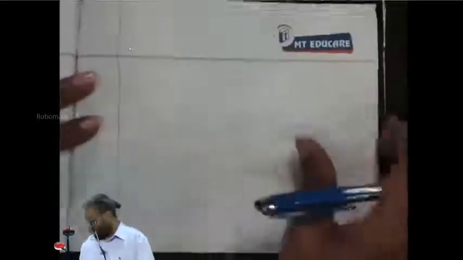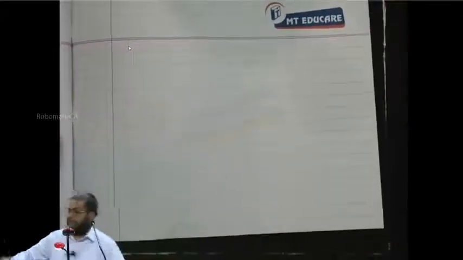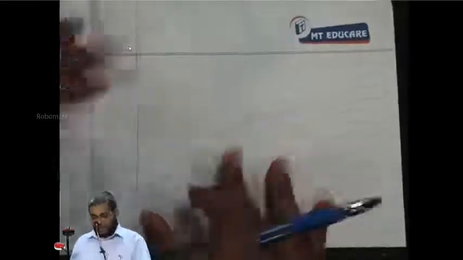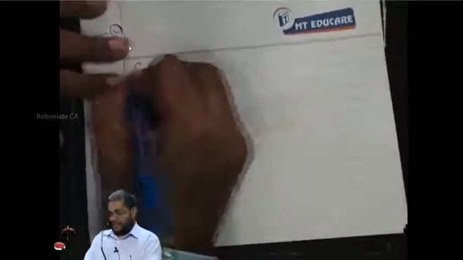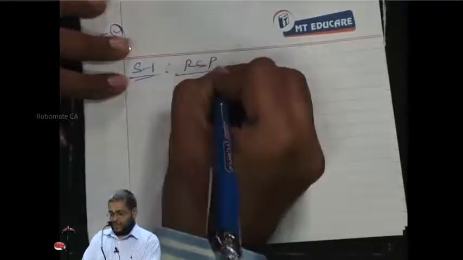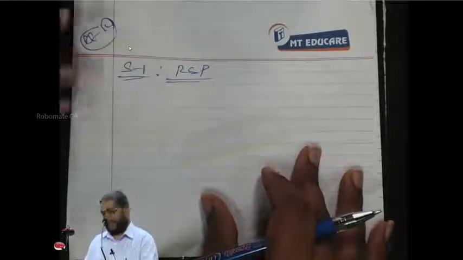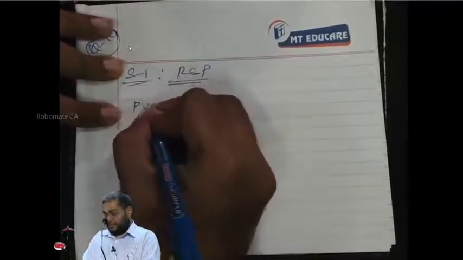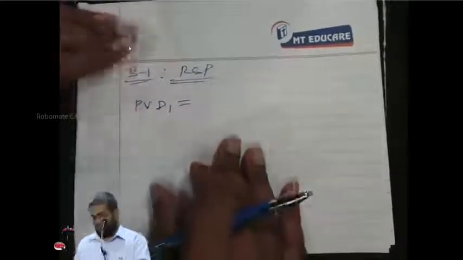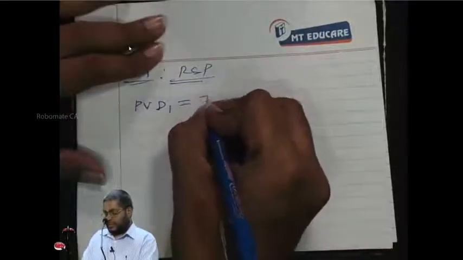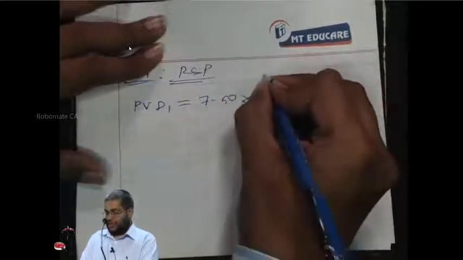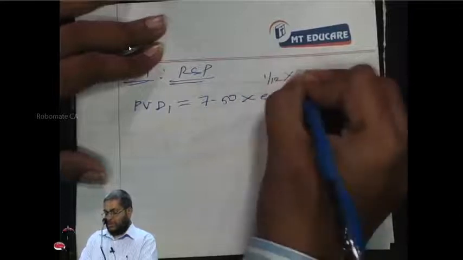Step 1, calculation of revised spot price. First, the present value of dividend 1 is equal to, what is the amount given here? 7.50 into e power, after 1 month, minus 1 by 12 into 0.12.